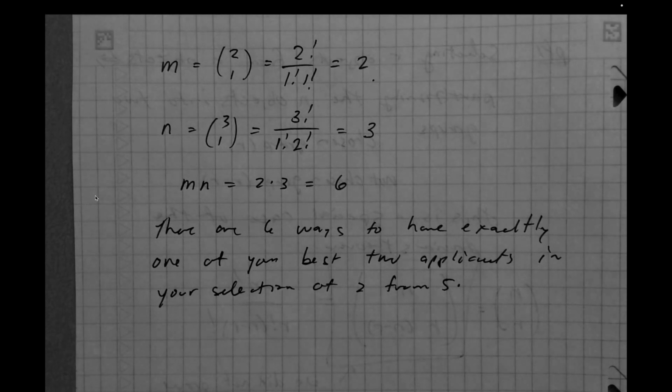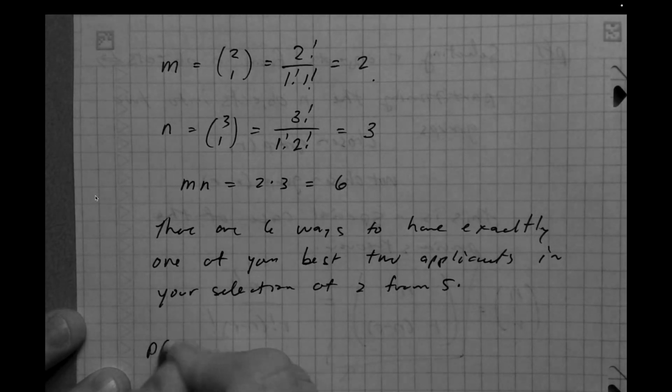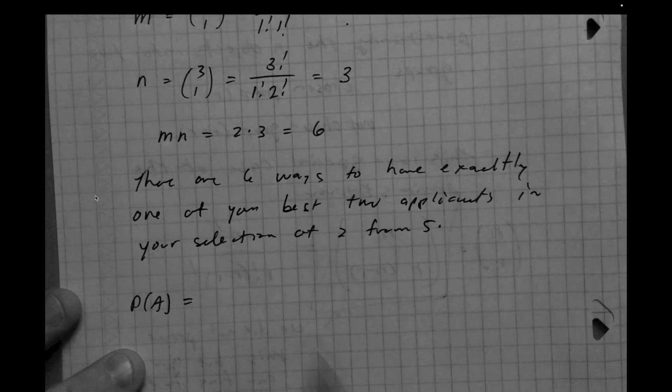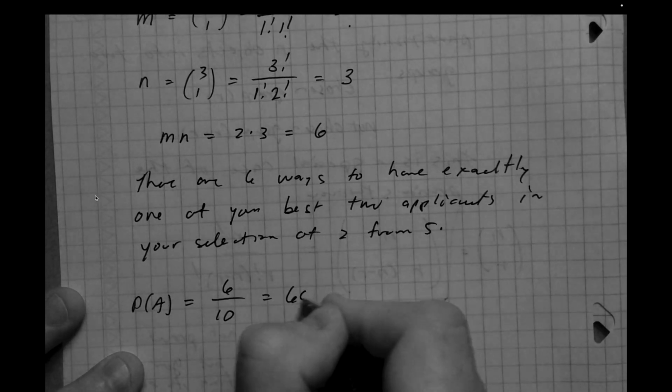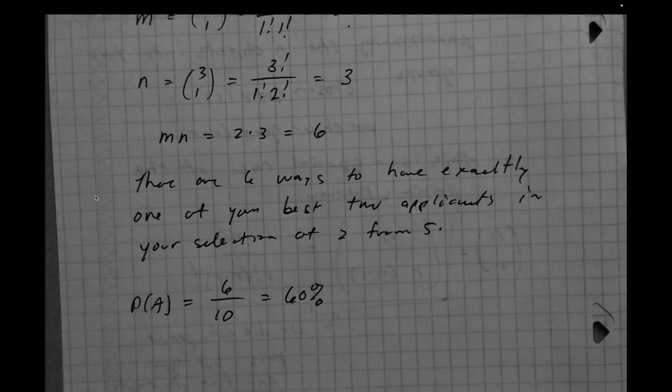Now, we already found previously that there are 10 total ways to select 2 applicants, right? And there's 6 ways to select exactly one of your best 2 to be in there, right? So the probability of A, therefore, is 6 over 10, and so 60%. So I've got a 60% chance.